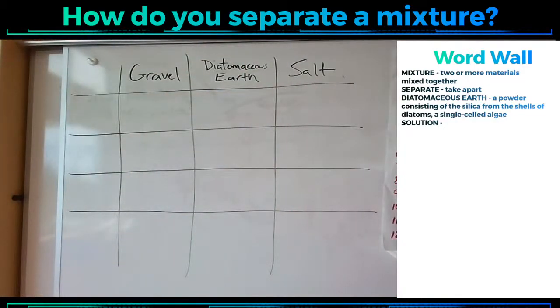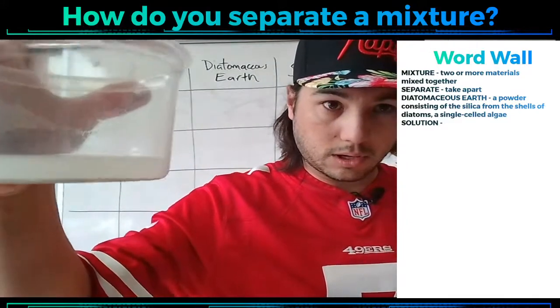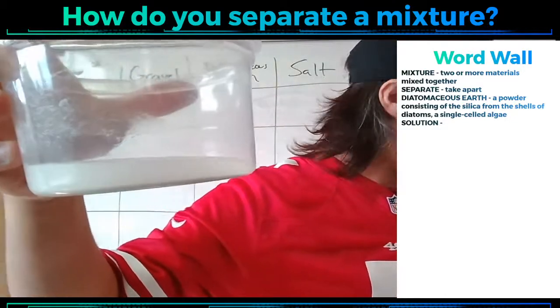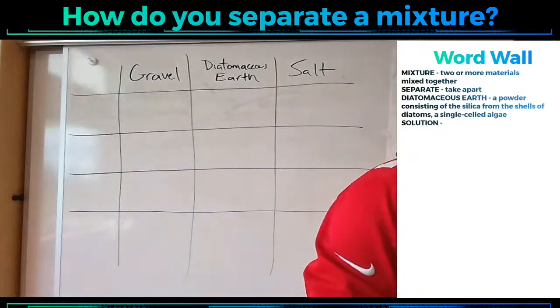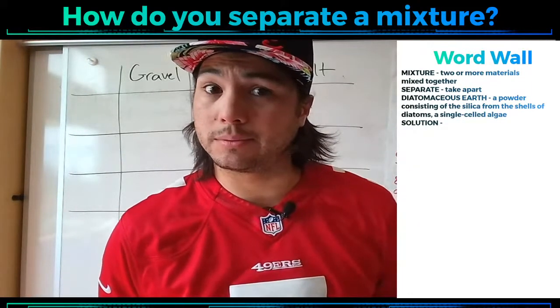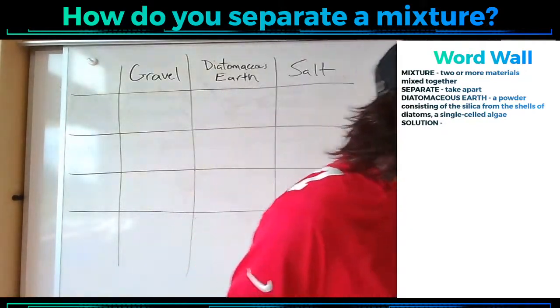Our diatomaceous earth still looks like this. There we go. Put it on that side. Okay, kind of a cloudy, clear. If you remember, our diatomaceous earth is that powder. It's really silica. Comes from shells of tiny little single-celled algae called diatoms. You don't need to know that for this, but it's interesting.